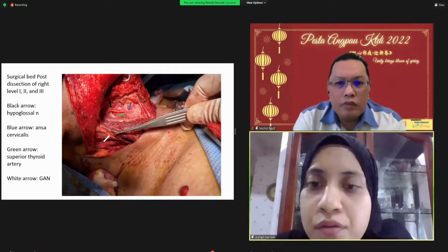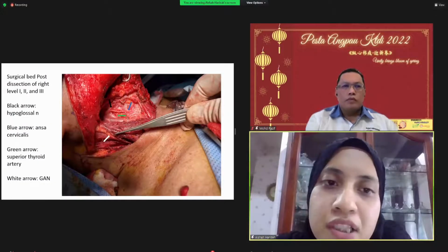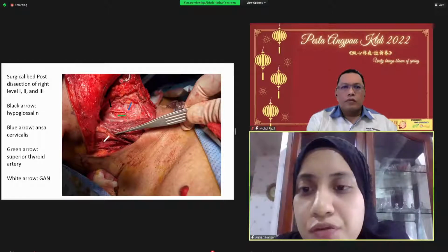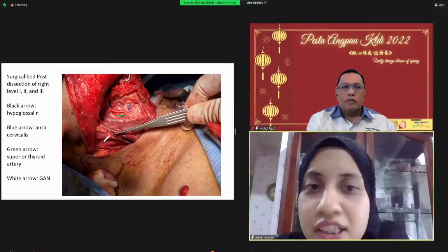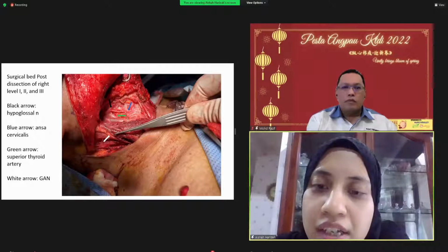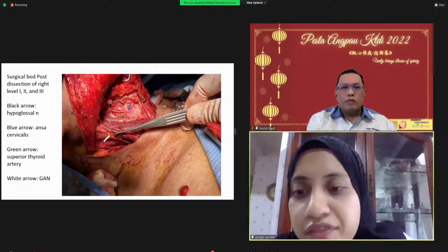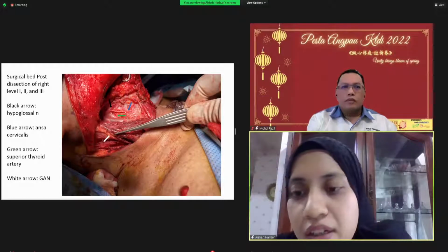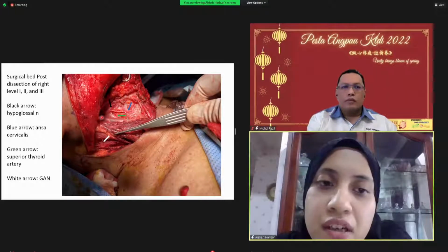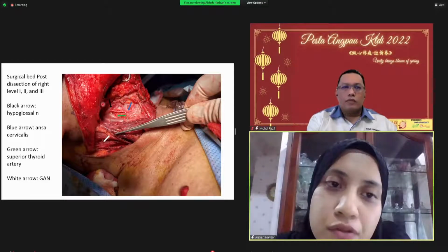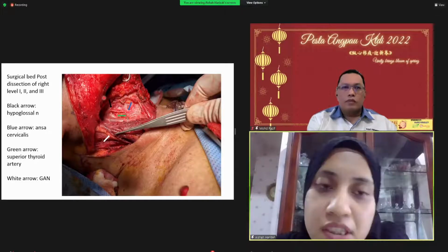All right, so next we proceed with the level 1A dissection, whereby the fibrofatty tissue in the submental triangle bilaterally is removed until the anterior border of the digastric and also the mylohyoid is exposed, and inferiorly to the level of the upper border of the hyoid bone. And then we identify the marginal mandibular nerve. Sorry, the photo does not show the marginal mandibular nerve.